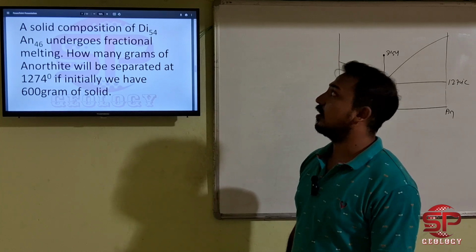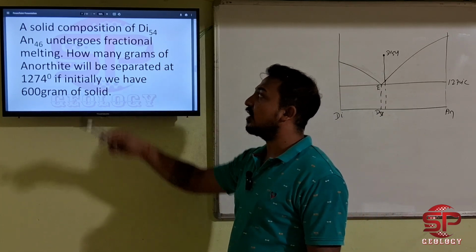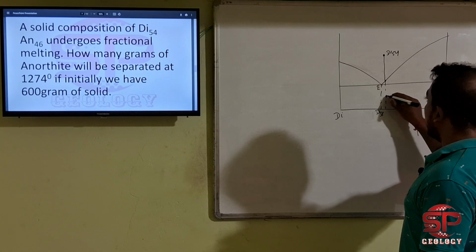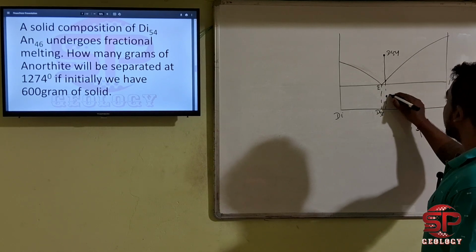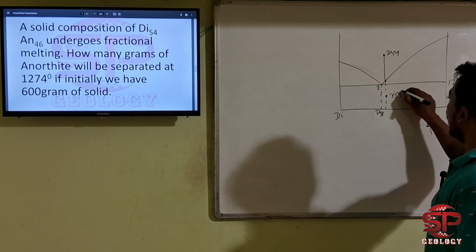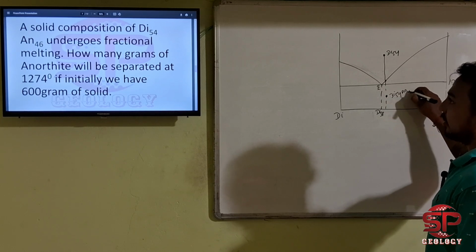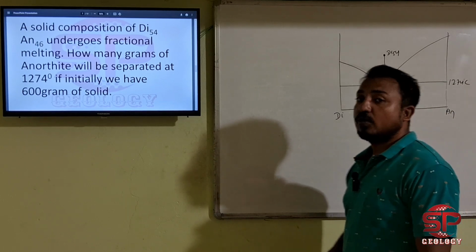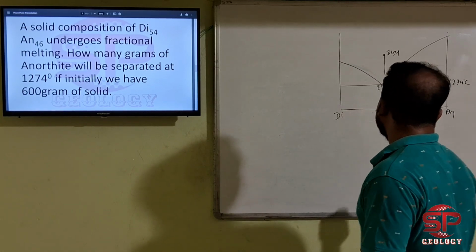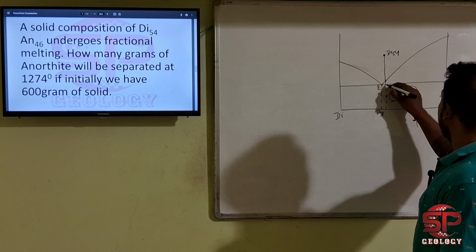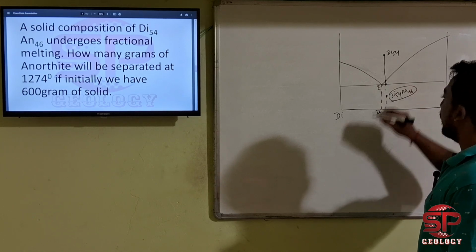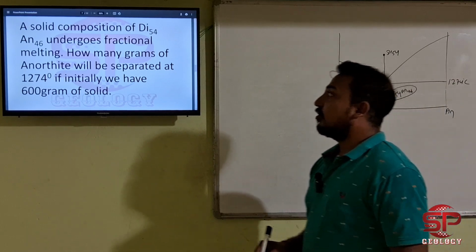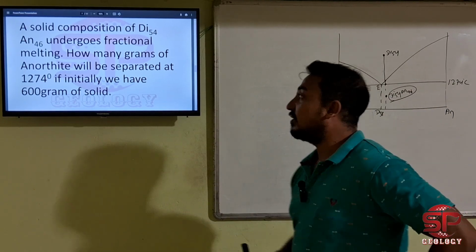Next comes a solid composition of diopside 54, anorthite 46. So this is our solid composition, diopside 54, anorthite 46. This solid undergoes fractional melting. When it undergoes fractional melting, the melting will start at this point, at 1274 degrees temperature. So how many grams of anorthite will be separated at 1274 degrees?